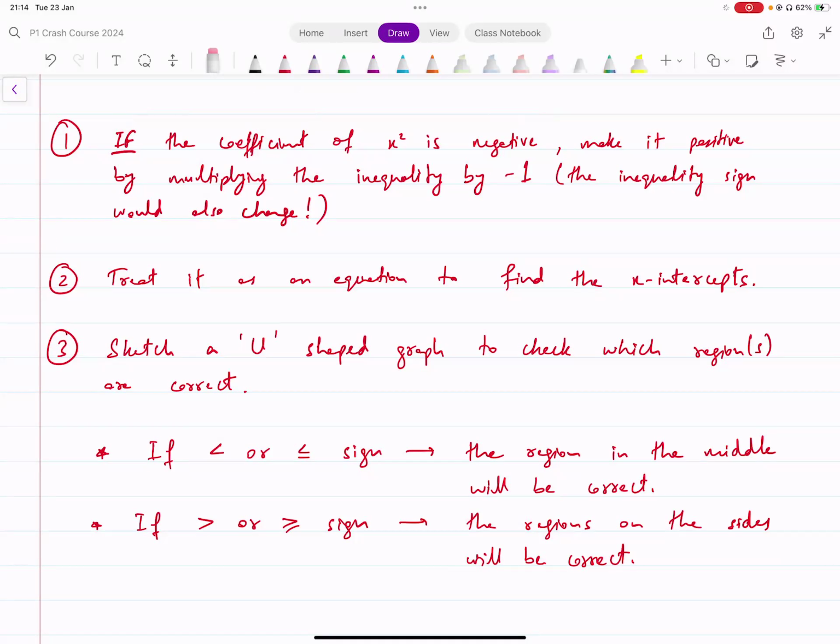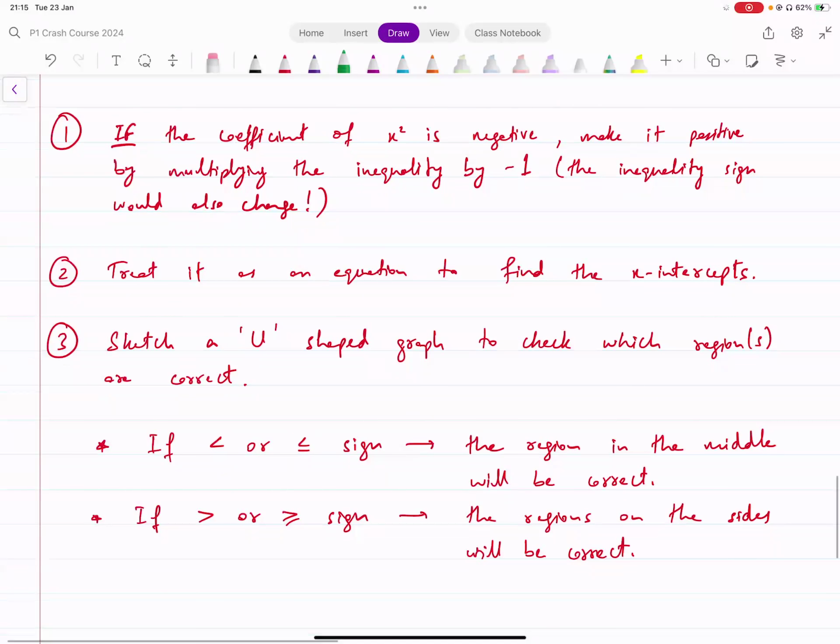Then you treat it as an equation to find the x-intercepts. Since you would have already made the coefficient of x squared positive, it would always be a U-shaped graph. And in a U-shaped graph, if you have a less than or equal to sign, the region in the middle of these x-intercepts will be correct. And if you have a greater than or equal to sign, the regions on the sides will be correct.